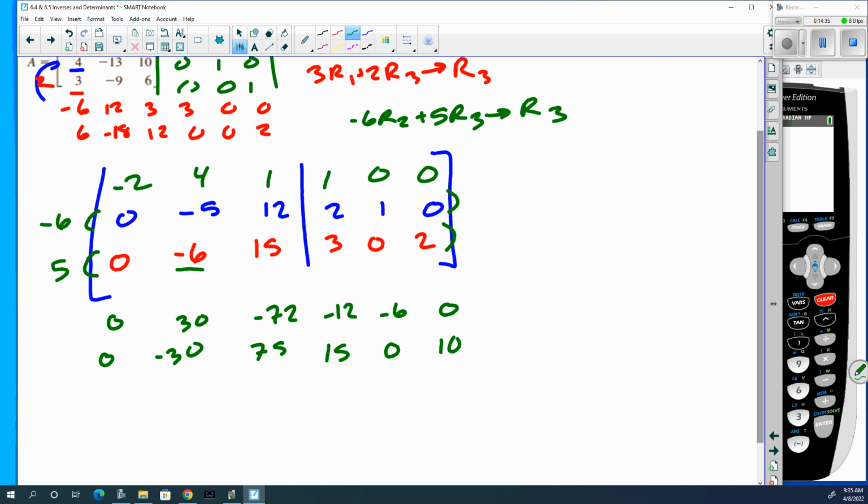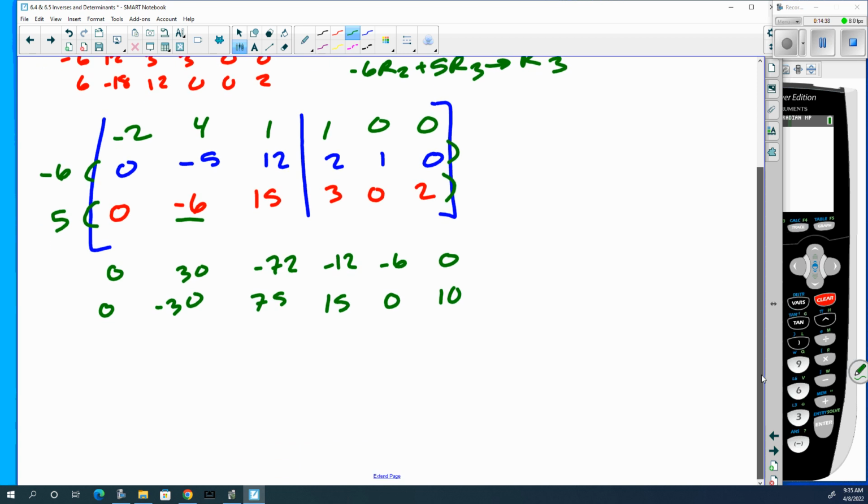So now I'm going to add those together, and that's going to be what I put in my row 3. So 0 plus 0 is 0. 30 plus negative 30 is 0. Negative 72 plus 75 is 3. Negative 12 plus 15 is 3. Negative 6 plus 0 is negative 6. 0 plus 10 is 10.